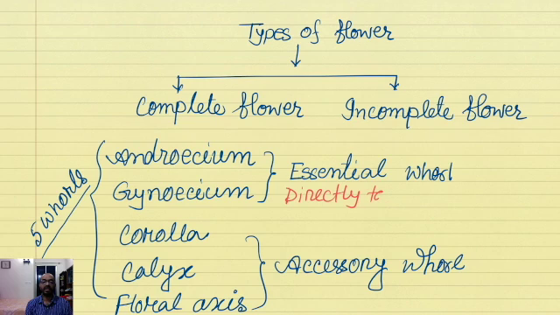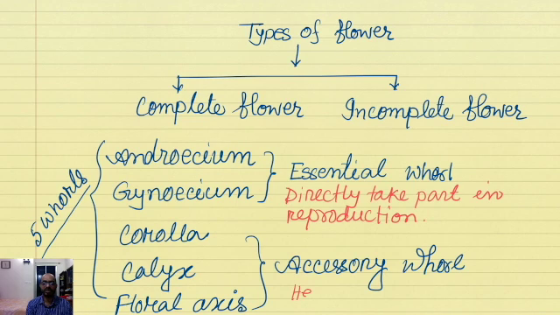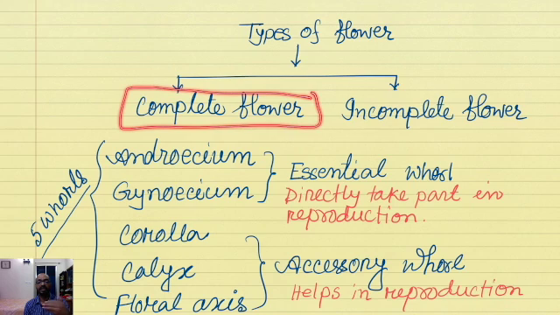Essential whorls directly take part in reproduction by forming gametic cells, male and female gametic cells. And accessory whorls help in reproduction; they do not directly take part in reproduction. That is why they are known as accessory whorls. Now I am trying to repeat each and every part.